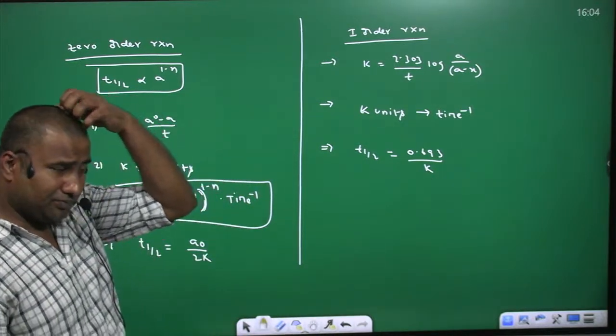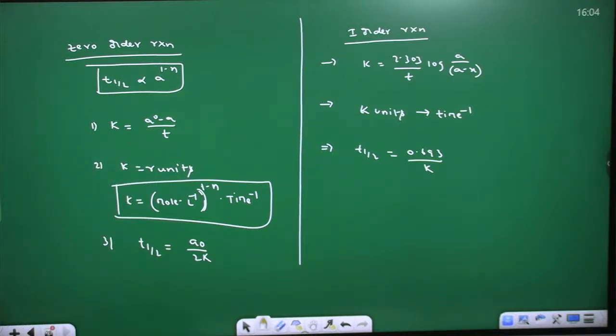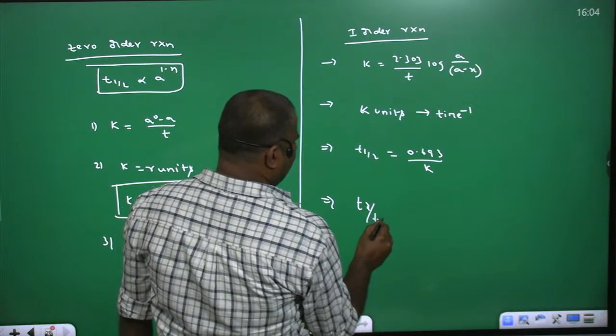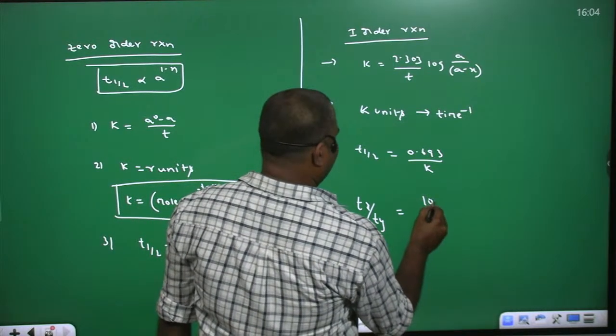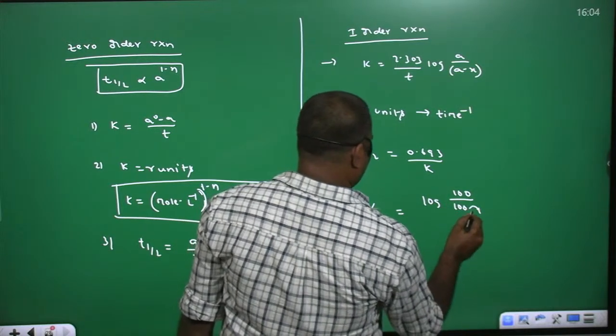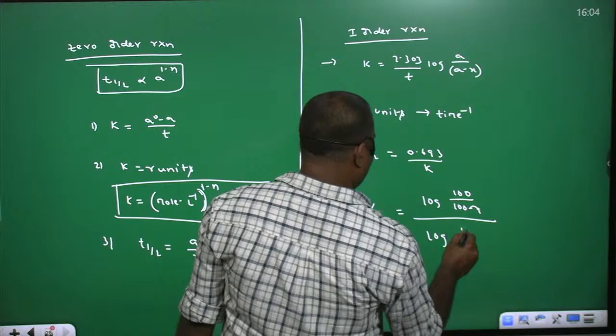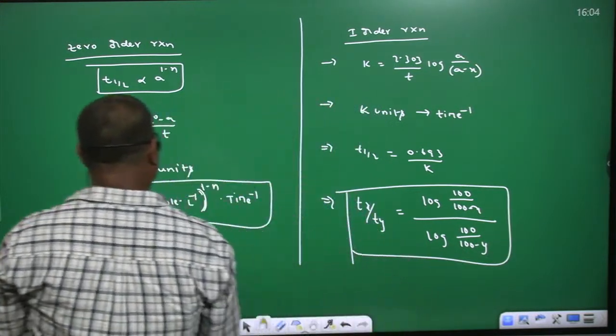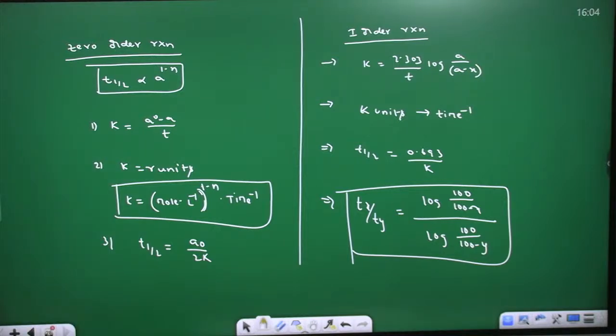Independent of concentrations. If you need to write Tx by Ty, the formula is log 100 by 100 minus x, by log 100 by 100 minus y. This is chemical kinetics. The last one, electrochemistry.